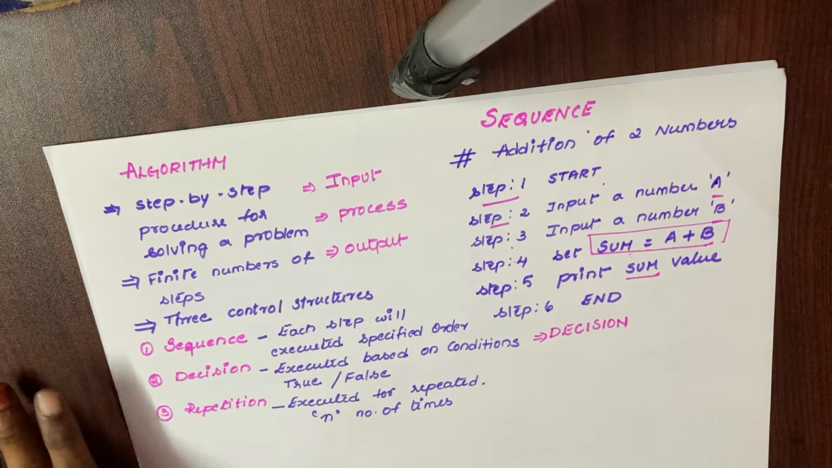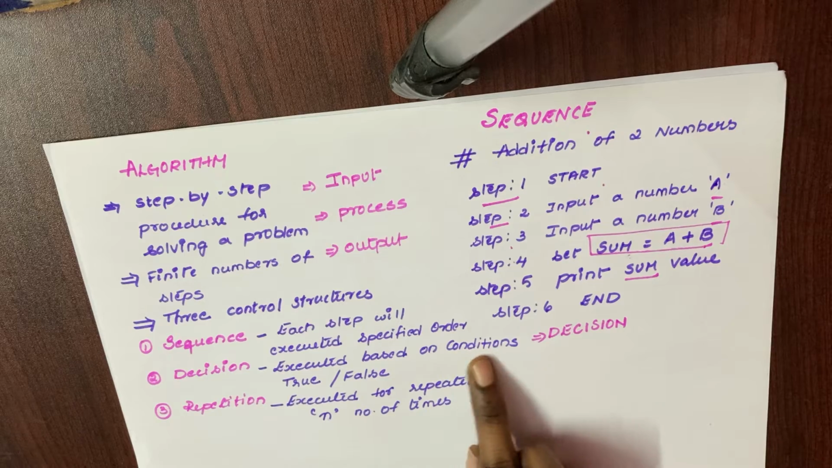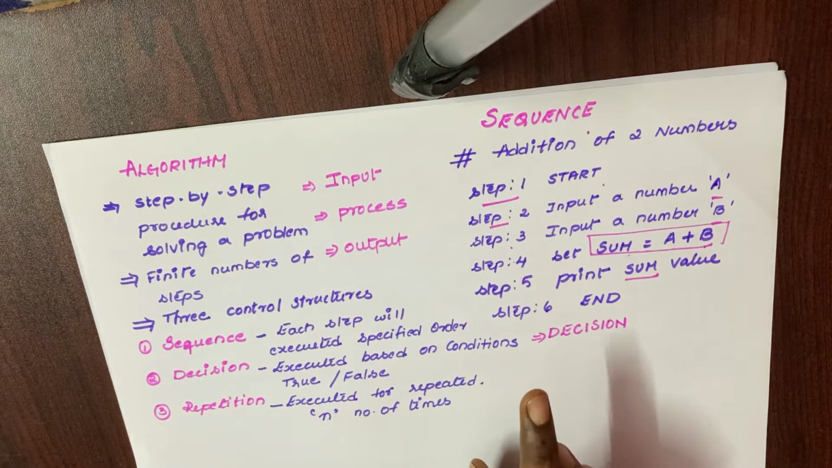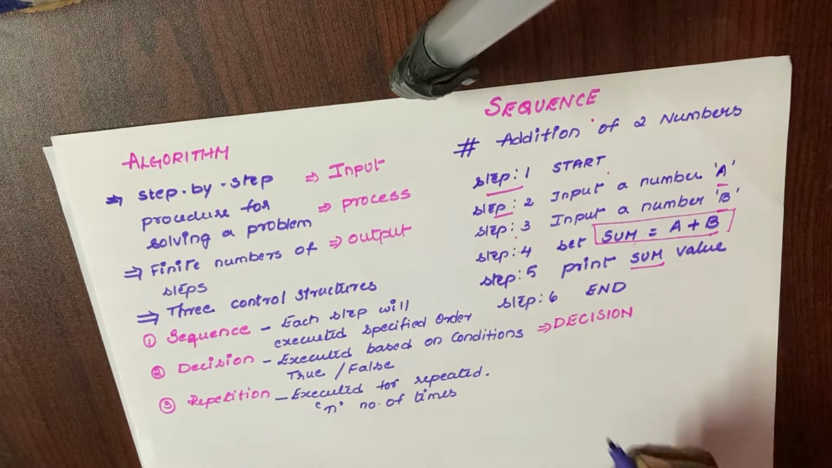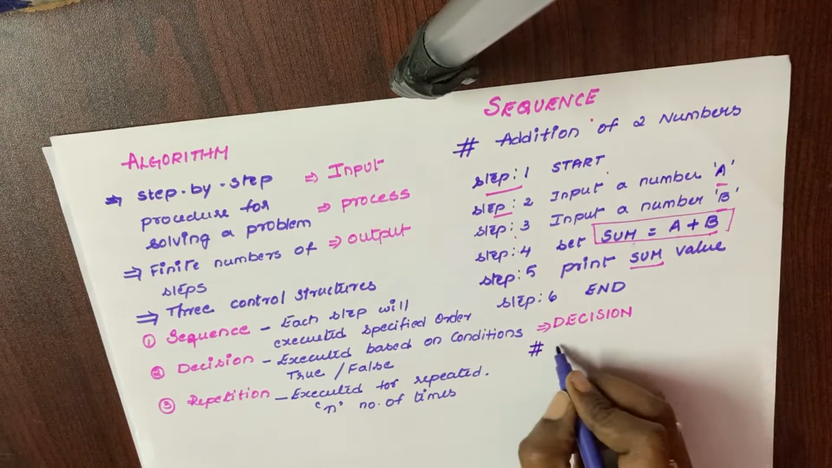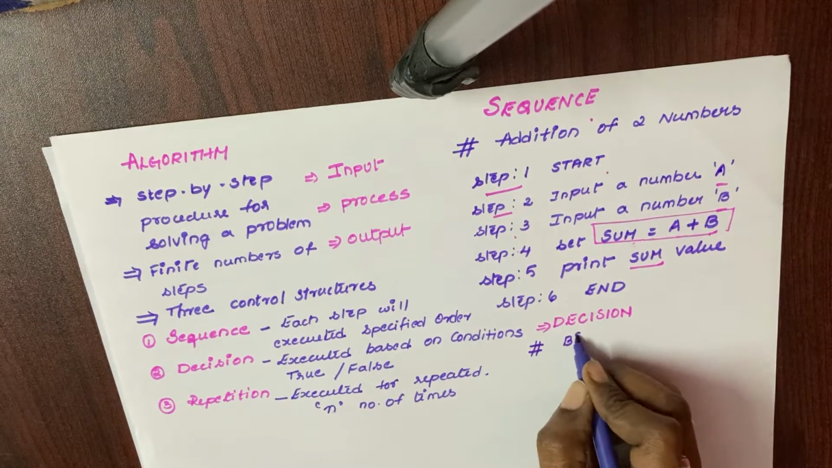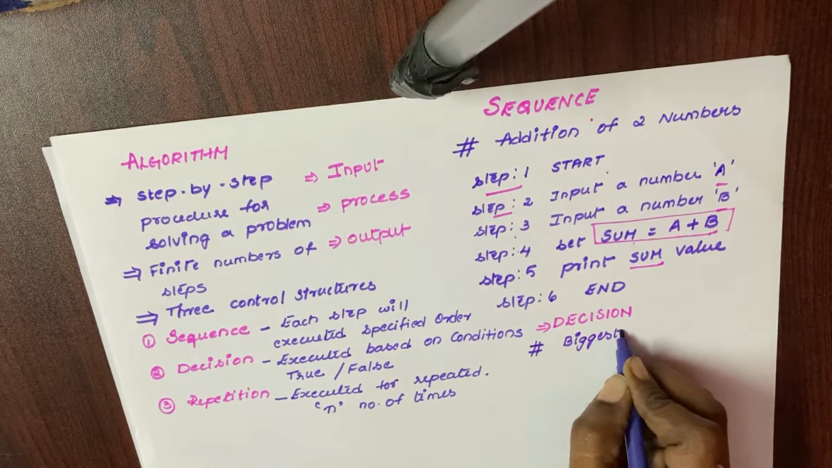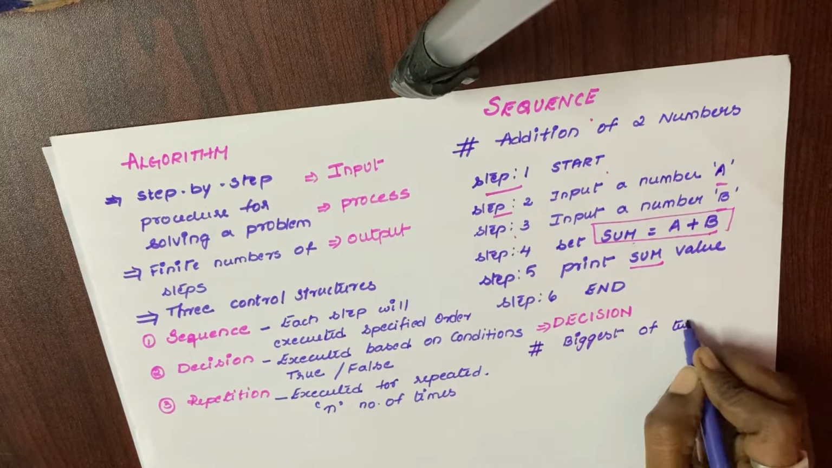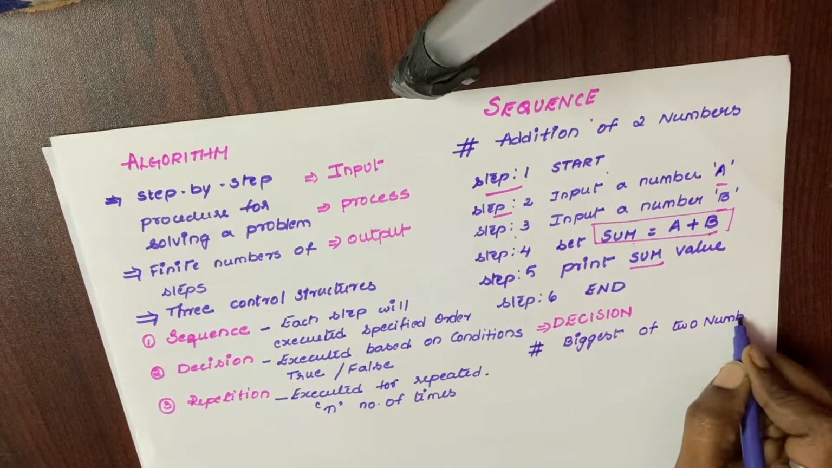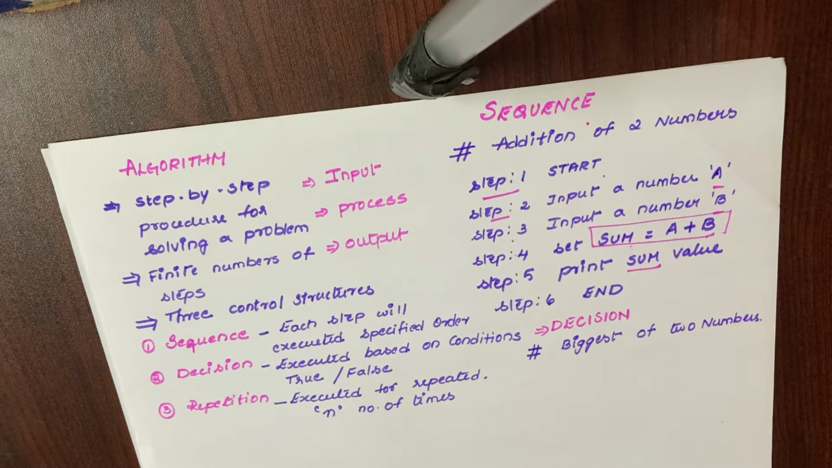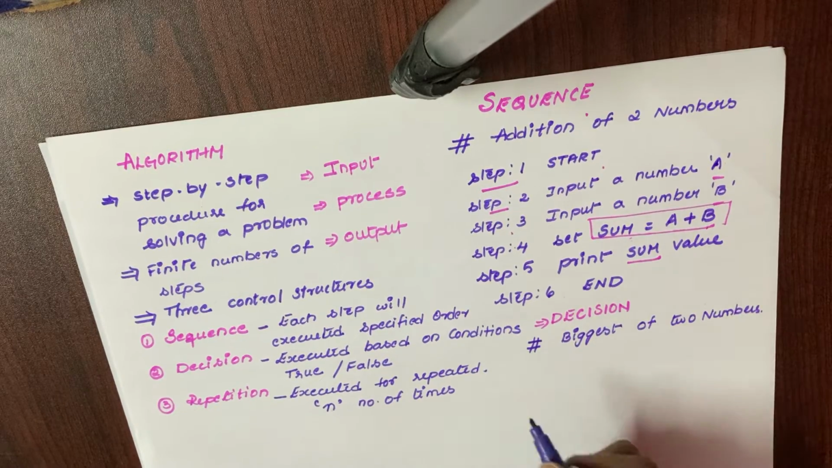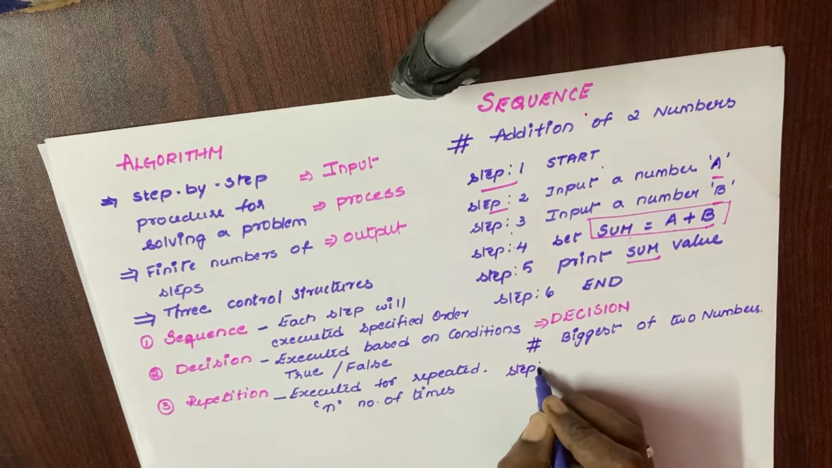Decision means we are executing some conditions, right? For this purpose, in decision, we have to learn how to write a condition. So our problem will be the biggest of two numbers. Here I am going to state a condition to find which number is bigger out of the two. That is my problem here. So let's write the algorithm for this.